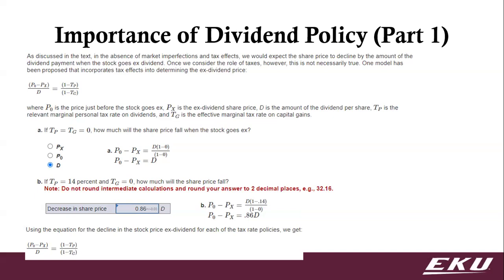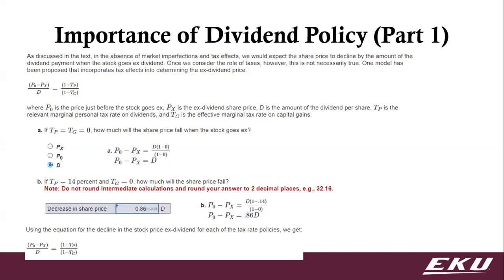That's the tax on capital gains, because often your personal tax rate and your marginal tax rate for capital gains will be different, because capital gains are taxed differently. If there's no taxes, how much does the share price fall when it goes ex-dividend? Well, if you look at that equation, if you put in zeros for T sub P and T sub G, then D is equal to P sub 0 minus P sub X, right?